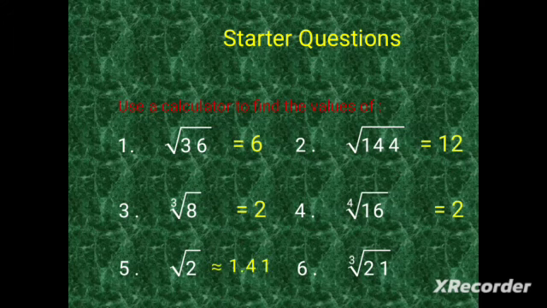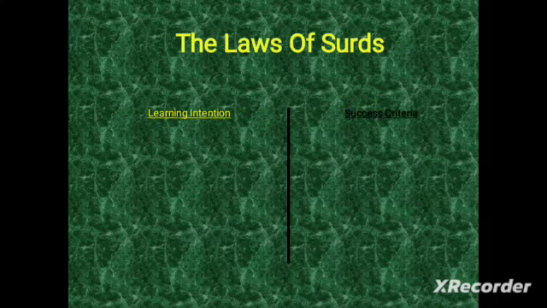What about square root of 2? You get 1.41. And what about cube root of 21? That gives you 2.76. Okay. That is going to form the basis of our study today, and probably surds. So very first we move to laws of surds.